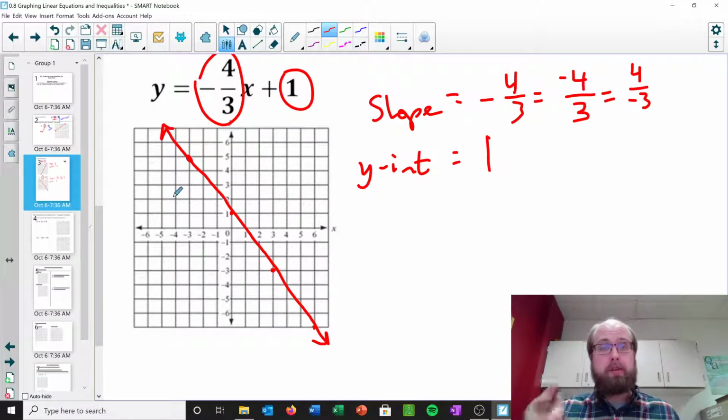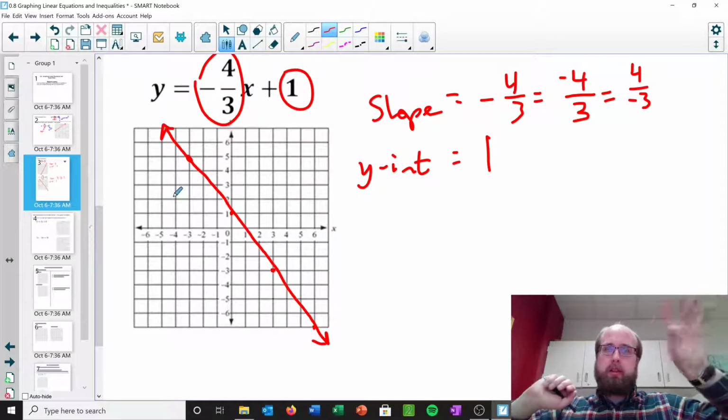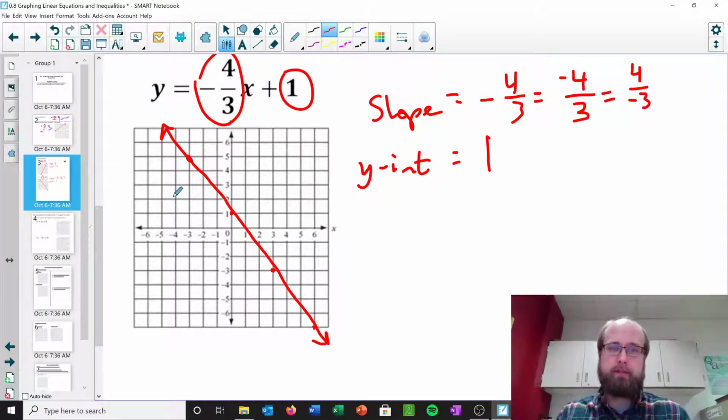I'm going to have you do a question here. It's a matching question, so you have to match up an equation with its graph. Try that out. We'll come back here, and then we'll talk about what if our equation isn't in slope-intercept form.